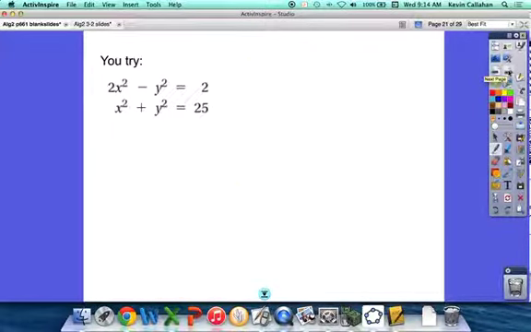So try to do this one. I would say you might be better off solving for one of the y squareds here, might make it a little easier. How about this one right here? Start by solving this one for y squared and then putting it into that equation.